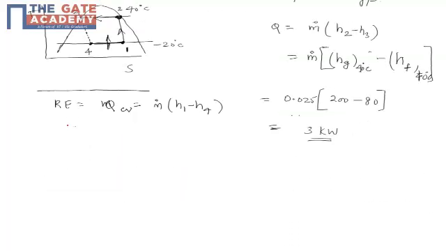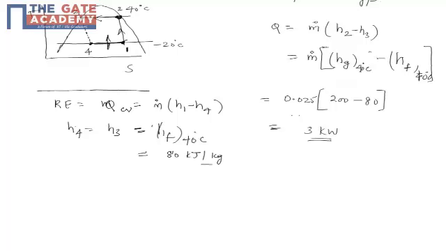Now H4 is basically H3, because that's a throttling valve where the enthalpy remains constant, and H3 is nothing but HF at 40 degree Celsius, which is nothing but, we have already used that HF, that is 80 kilojoules per kg. Okay, now coming to H1, how do I calculate H1?